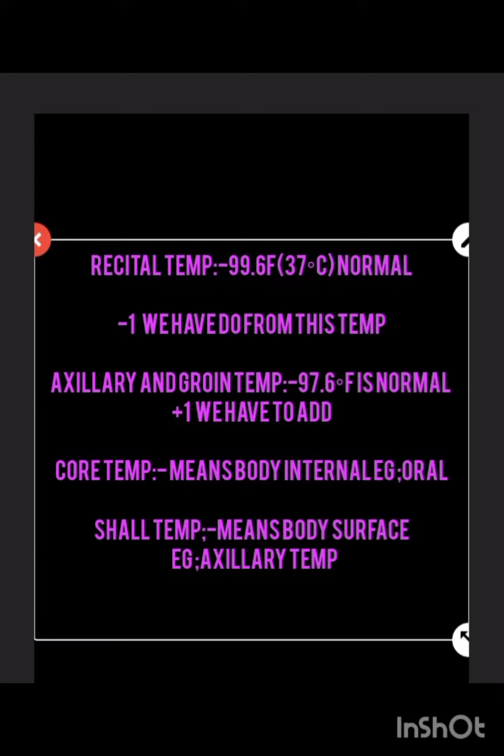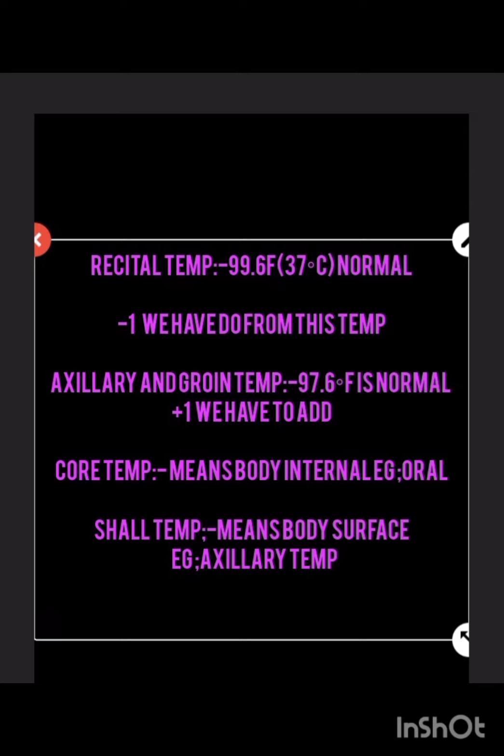And axillary and groin temperature will be 97.6. That means 1 degree Fahrenheit less than the normal body temperature. The normal rate for axillary and groin temperature is 97.6 degrees Fahrenheit. And we'll have to add +1.